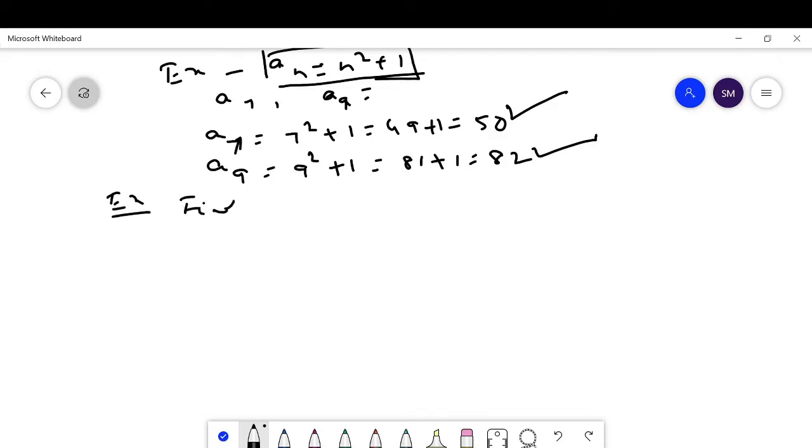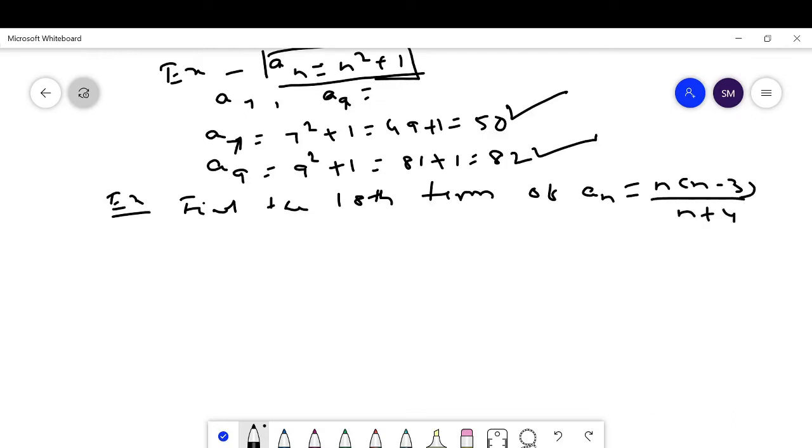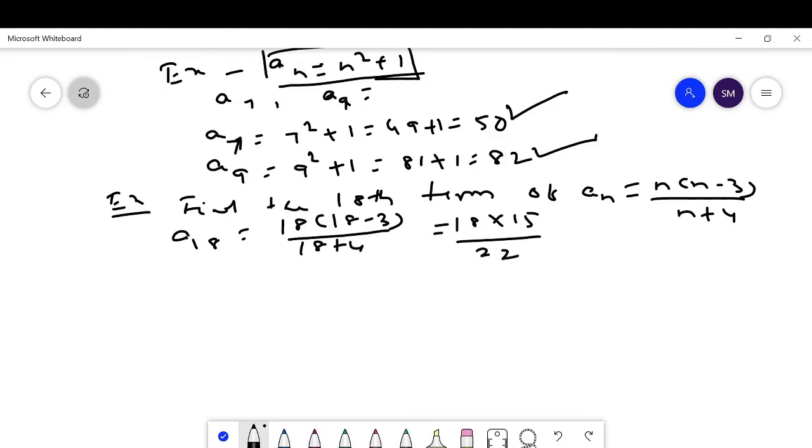Find the 18th term of the sequence where an is equal to n into n minus 3 upon n plus 4. Here A18 is equal to 18 into 18 minus 3 upon 18 plus 4. This is equal to 18 into 15 upon 22, which is equal to 135 upon 11.